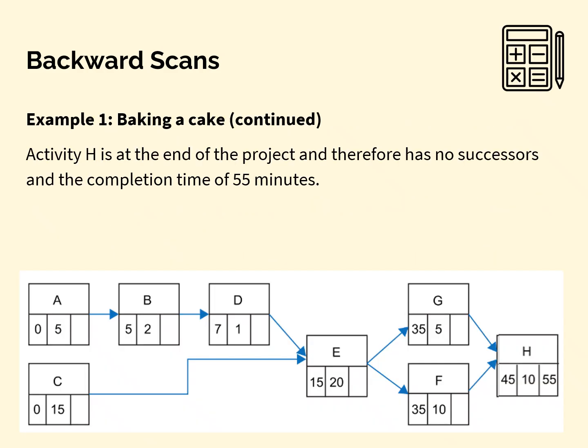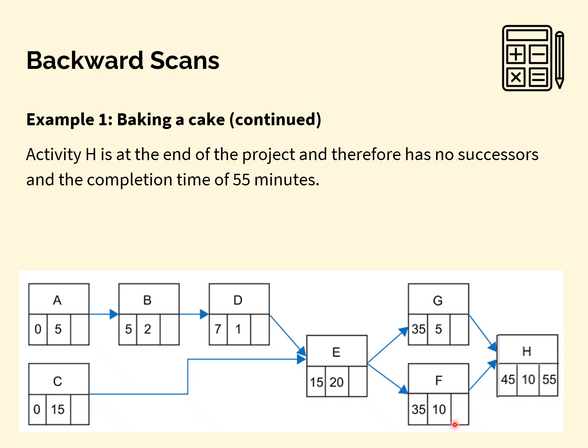So let's go back to our baking a cake example. Activity H is on the far right hand side of the diagram. It has no successors, nothing to the right of it. So its latest end time is just the length of the critical path. And without looking at the rest of the diagram, we can just add this up. 45 and 10 makes 55, and that's its latest end time.